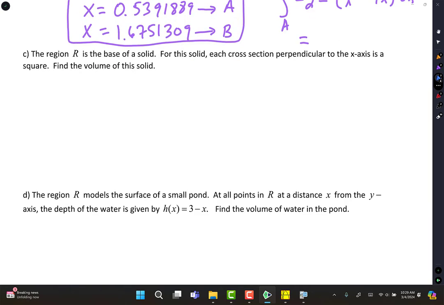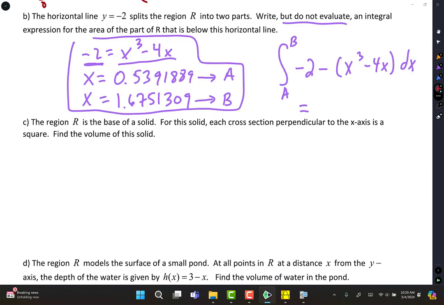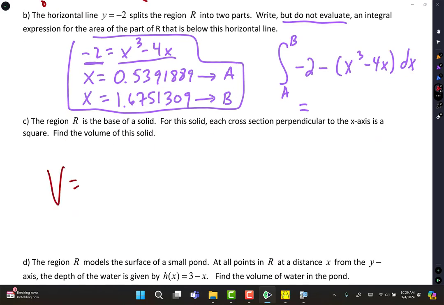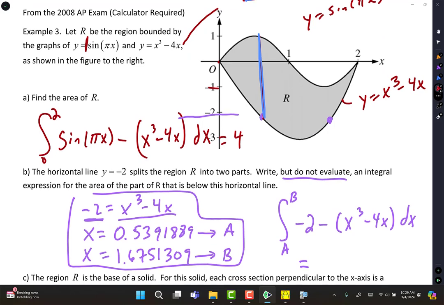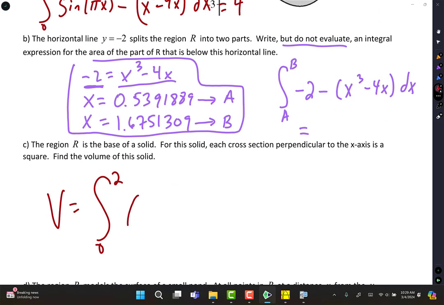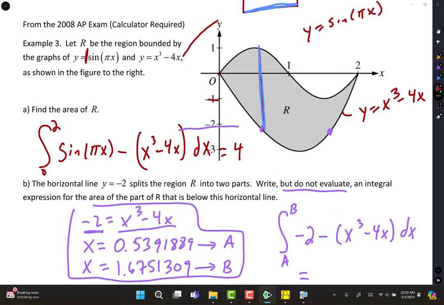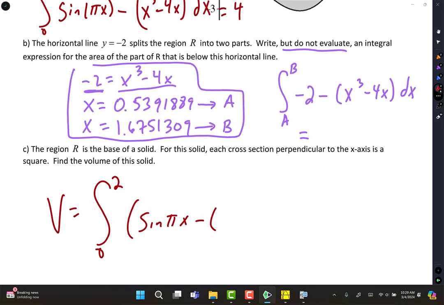Okay, so here we go. Find the volume of this solid. Okay, I'm going to integrate from what to what? Volume equals integrate from 0 to 2. What curve is on top? Sine pi x. So I'm going to put parentheses. Sine pi x minus what curve is on bottom? Don't worry, we're going to square it in a little bit. X cubed minus 4x, close, close. What do I do to that? I'm going to put a dx.